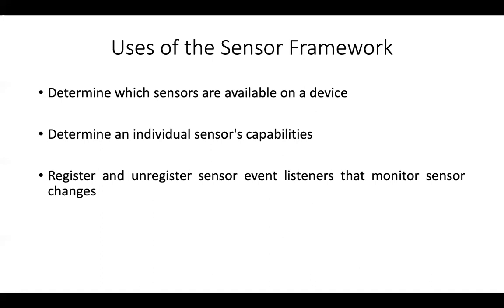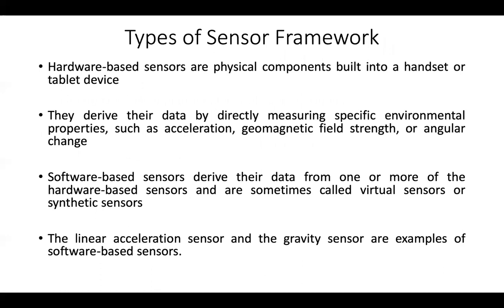Next, what are the uses of the sensor framework? The sensor framework generally provides several classes and interfaces that help us perform a wide variety of sensor-related tasks. For example, we can use the sensor framework to determine which sensors are available on a device, and to determine an individual sensor's capabilities. If you are using an individual sensor, what are its capabilities? It also helps us register and unregister sensor event listeners that are used to monitor sensor changes. So these are the uses of the sensor framework.